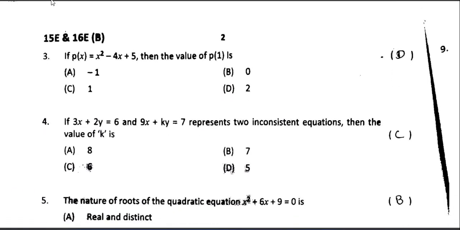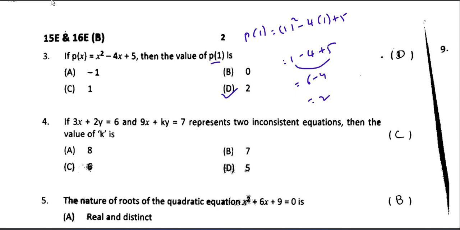Third one. If P of x equals x square minus 4x plus 5, then find the value of P of 1. Just in place of x, you substitute 1. So 1 square minus 4 into 1 plus 5. So 1 minus 4 plus 5. So 1 plus 5 is 6, 6 minus 4 is 2. So option D.